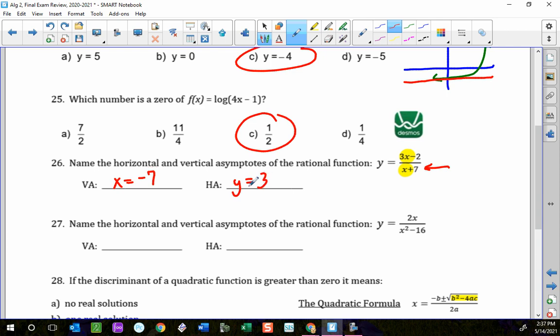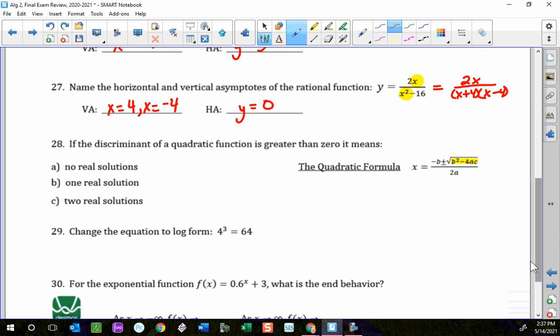Down here, I'm going to have to factor this a little bit. So 2x. The bottom factors into x plus 4 and x minus 4. So I got two vertical asymptotes, one at positive 4, one at negative 4. And now the horizontal asymptote comes from the rule again. Look at that x compared to that x. The top is smaller than the bottom. So that means automatically when the bottom has a greater degree, y equals 0 is our asymptote.